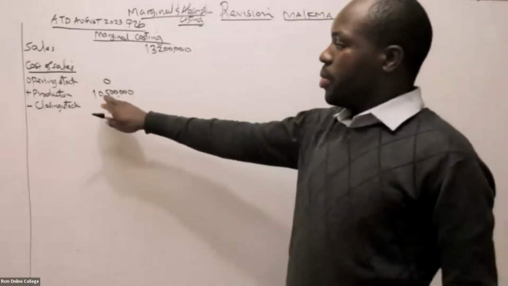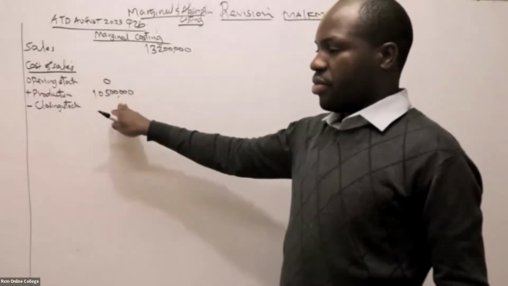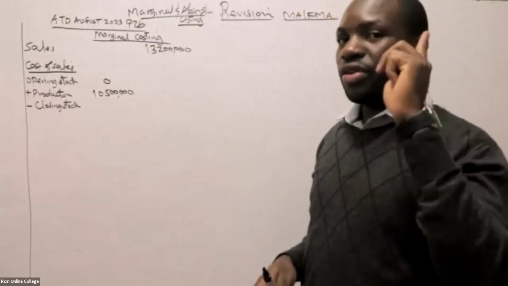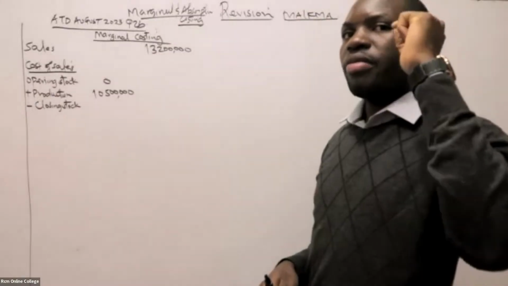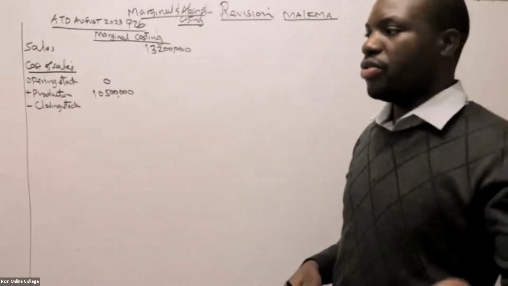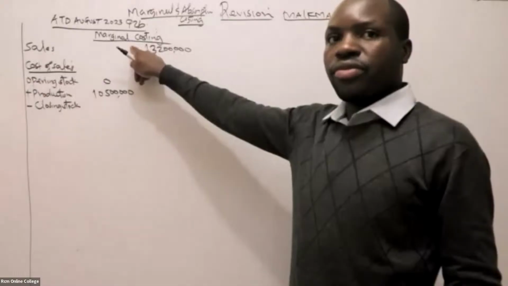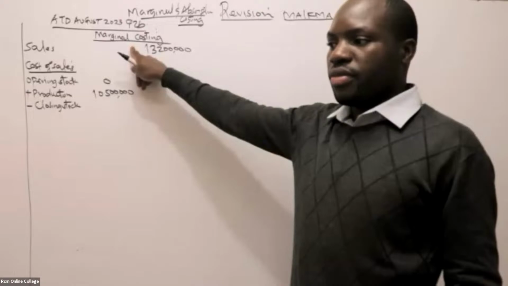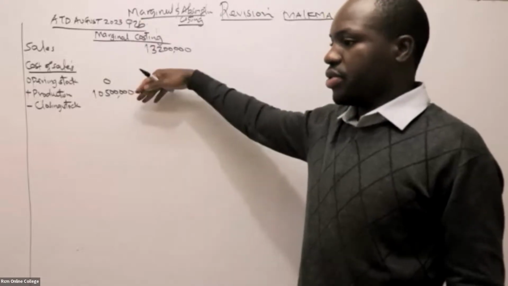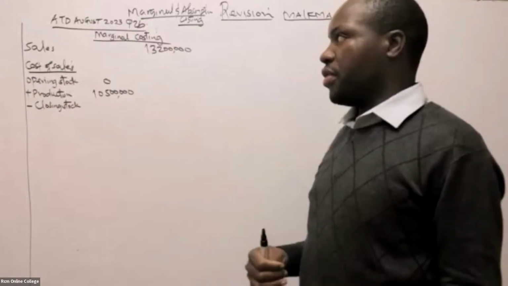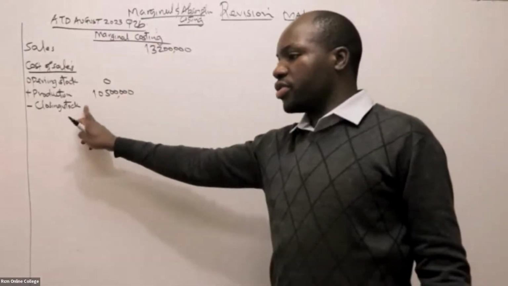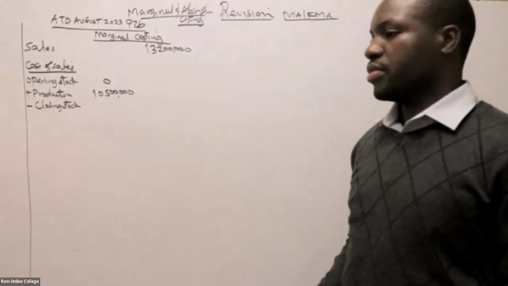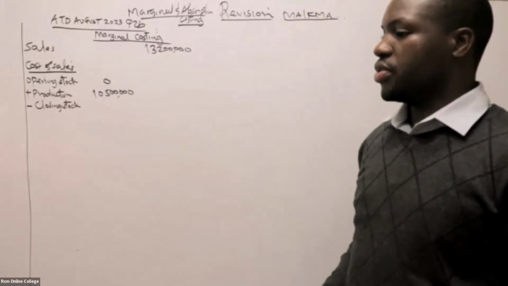So here, the production is 10,500. Now, this closing stock we have 6,000, and they have to be valued at the production cost per unit. What was our production cost per unit under marginal costing? It was 350. So when you take 350 times the quantity of closing stock, that is 2,100,000.